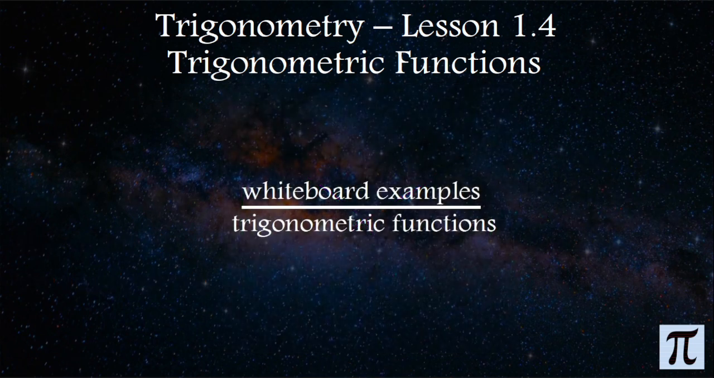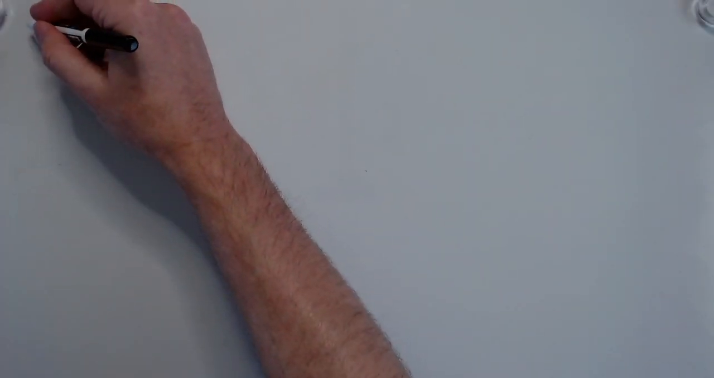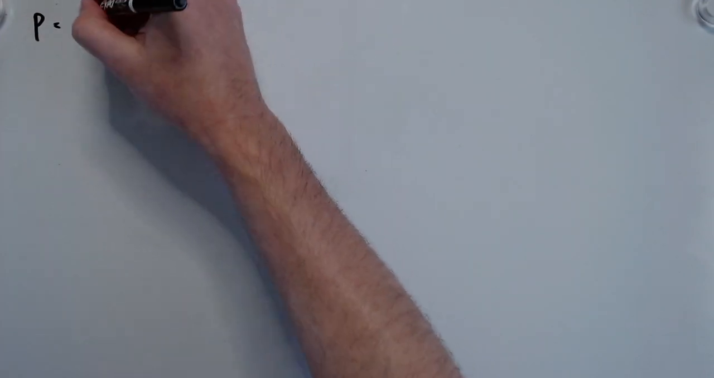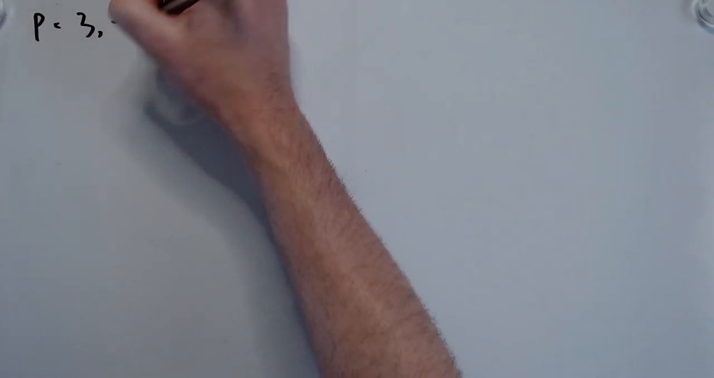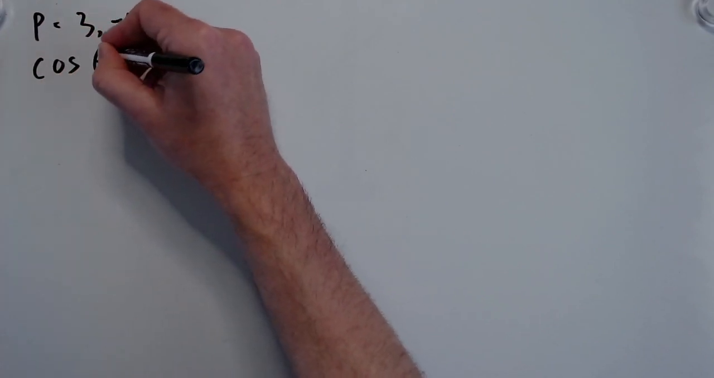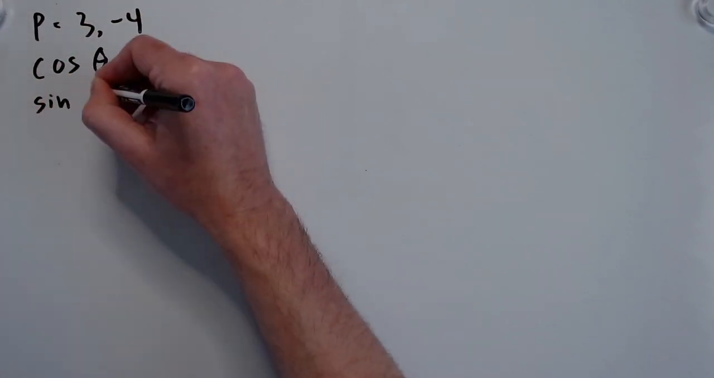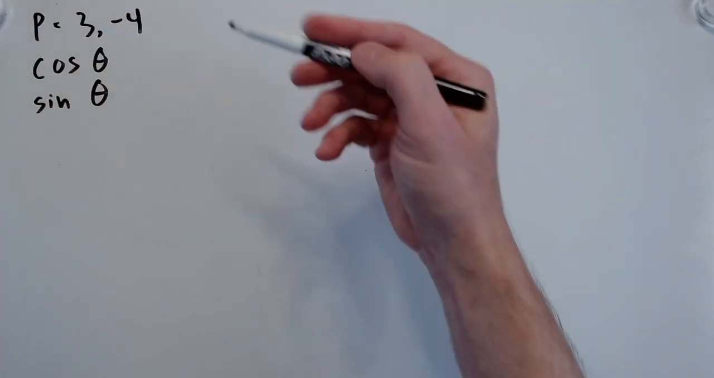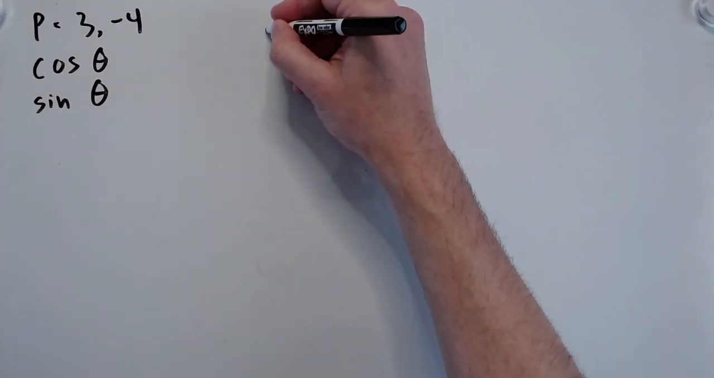Let's jump over to the whiteboard and do some examples. Okay, let's go up here, and let's say we have a point in space, and its coordinates are 3, negative 4. We want to find the exact value of cosine theta and sine theta, assuming that this point is on the terminal side of the angle. So let's just draw this up real quick.